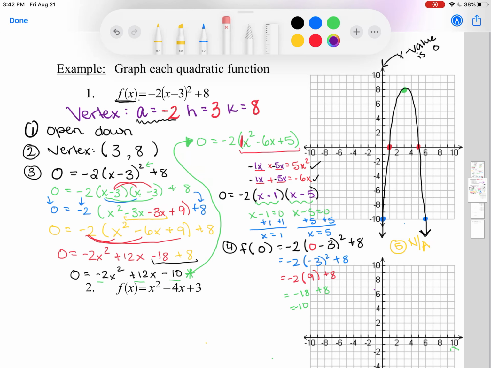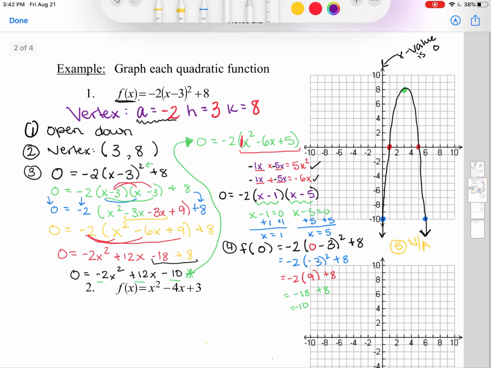All right. That one was kind of a longer one. It's not going to necessarily be the case moving forward, but that is how vertex form is graphed on a piece of graph paper.